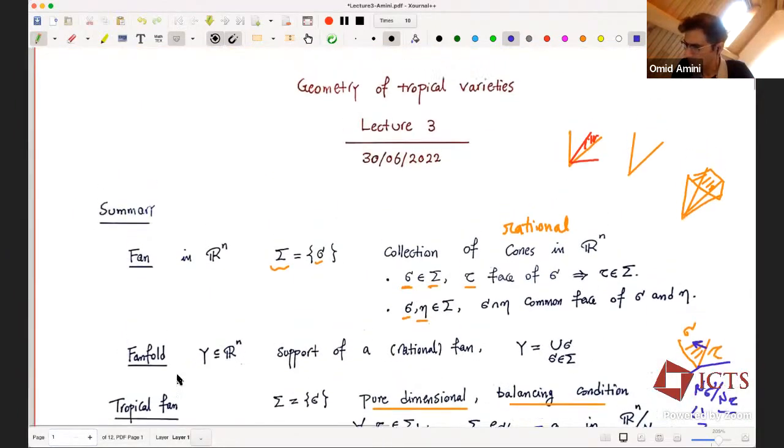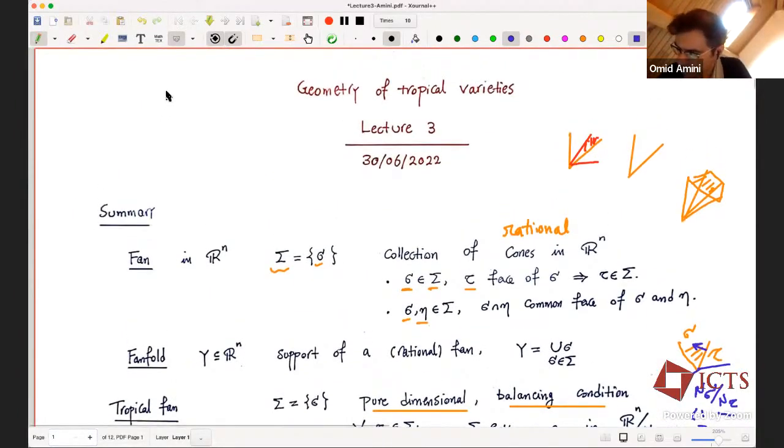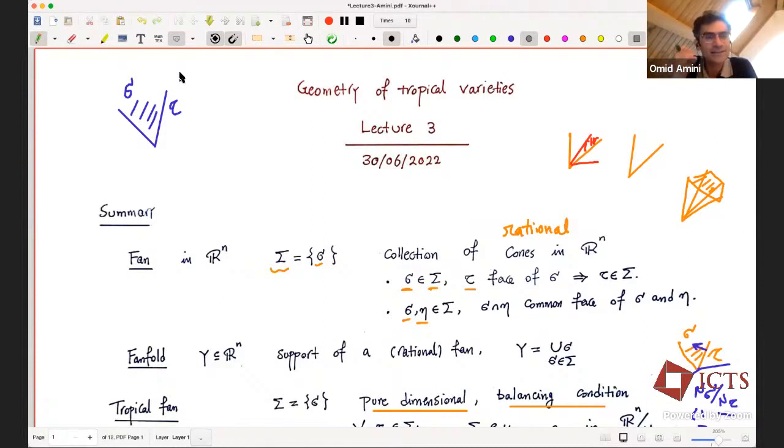Okay, so maybe I just write it again here. You have a face which has dimension d minus 1. This is tau, and you have a cone in the fan, which is this one, which has dimension d. So tau has codimension 1. If you look at the vector space generated by tau, it is generated by rational vectors, because the rays of tau are all rational. So you can look at integer points inside this vector space. So for example, in this example, you see this point, then this point, then this point, and this point, of course, is 0, and then you can go in the other direction.